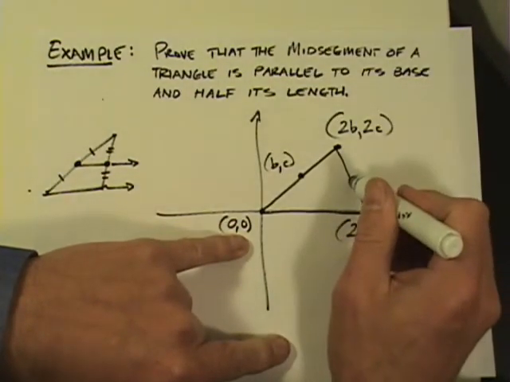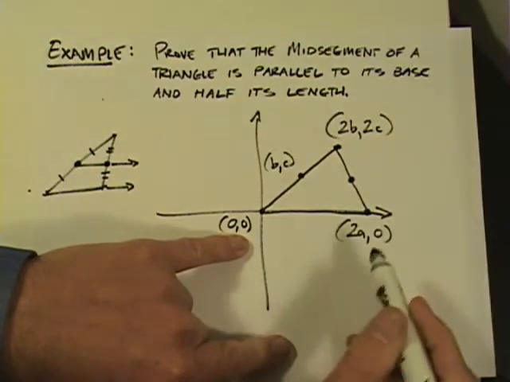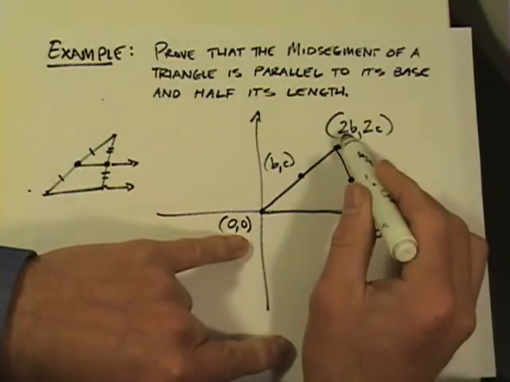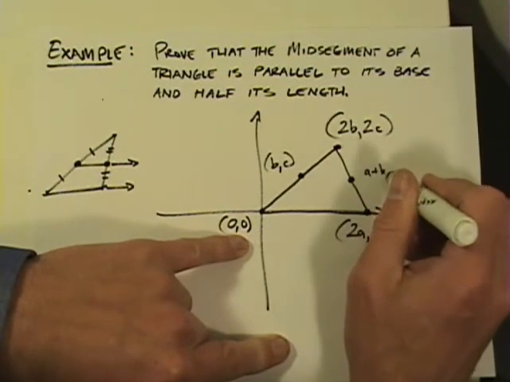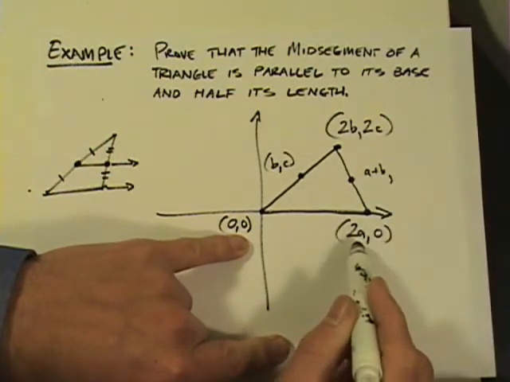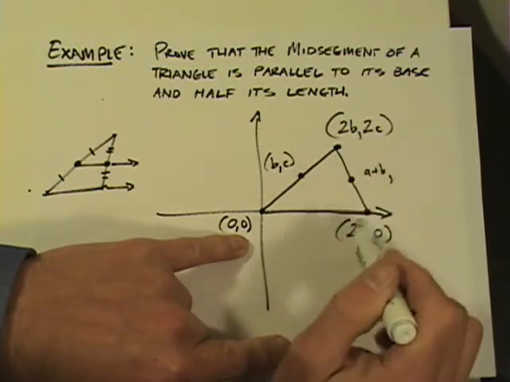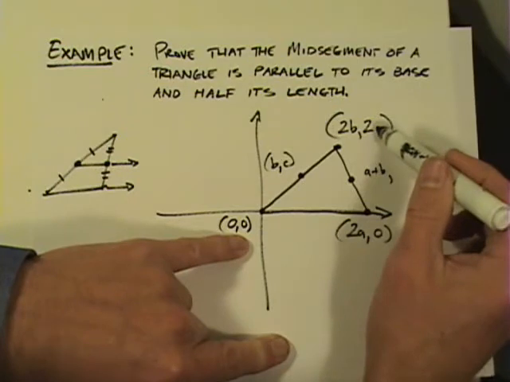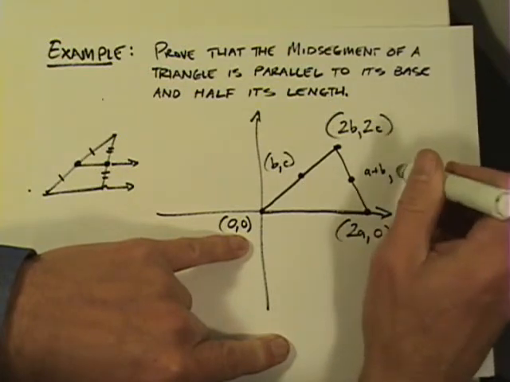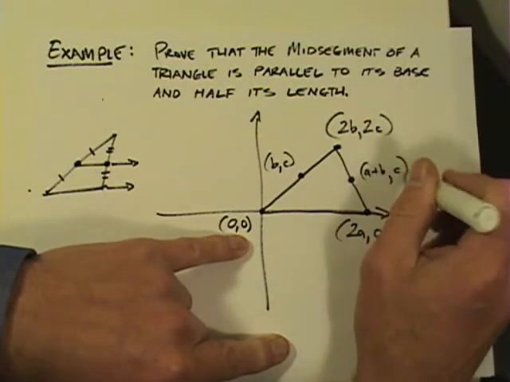We do the same thing here with this midpoint. We add up 2a plus 2b, cut that in half, and we get a plus b for the x-coordinate. We don't know what these quantities are, but we know that whatever they are, it's going to be a plus b cut in half. And then we do the same thing with 2c plus 0, cut that in half, and we just get c. Okay?